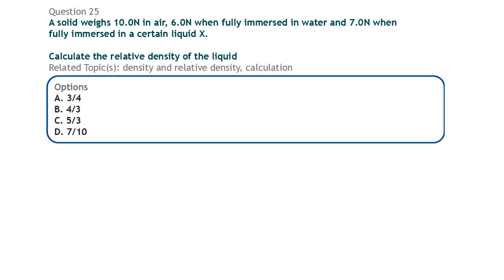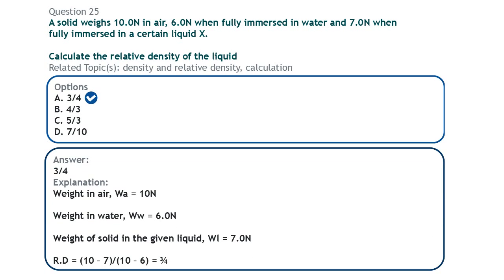Next, on density and relative density. A solid weighs 10 Newton in air, 6 Newton when fully immersed in water, and 7.0 Newton when fully immersed in a certain liquid X. Calculate the relative density of the liquid. Alright, from the question we have the weight in air as 10 Newton, the weight in water as 6 Newton, and the weight in a given liquid X as 7 Newton. The relative density is going to be the difference in the weight in the liquid over the difference in the weight in water.